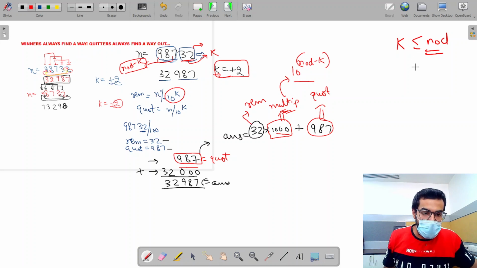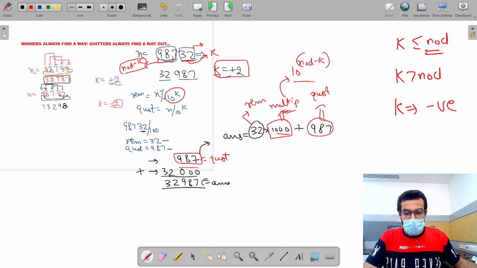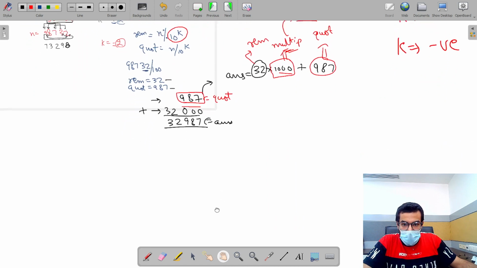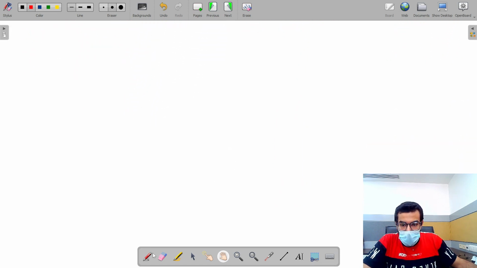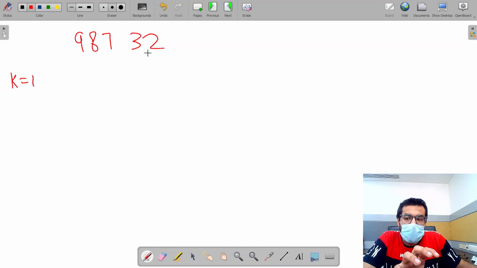Now we have to handle when the value of k is greater than NOD, and the value of k is negative. Now let's see what different rotations this number can have. I'm shifting it a little bit up. So our number is 98732. For k is equal to 1, what is the basic meaning of k is equal to 1?